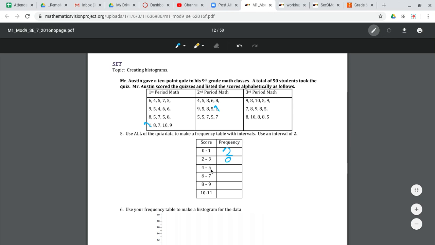Next is 4 to 5. So we've got 1, 2, 3, 4, 5, 6, 7, 8, 9, 10, 11, 12, 13, 14, 15, 16, 17. So it looks like we have 17.